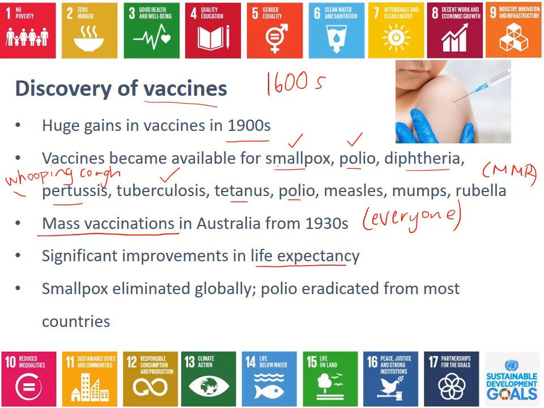But as a result of that, smallpox was actually eliminated worldwide. It's the only disease that is considered to be completely eradicated. And that happened in around 1980. And then polio is eradicated from most countries. We don't have it in Australia anymore, and that's why we don't even need to vaccinate for polio anymore, because no one carries the disease. But in other countries, it is still a big problem.